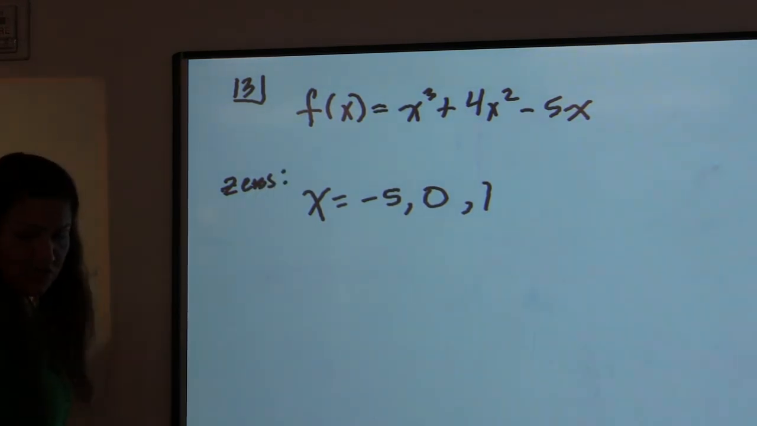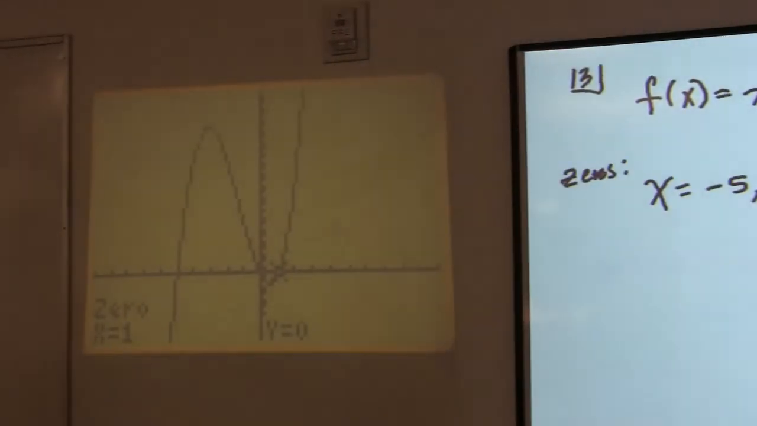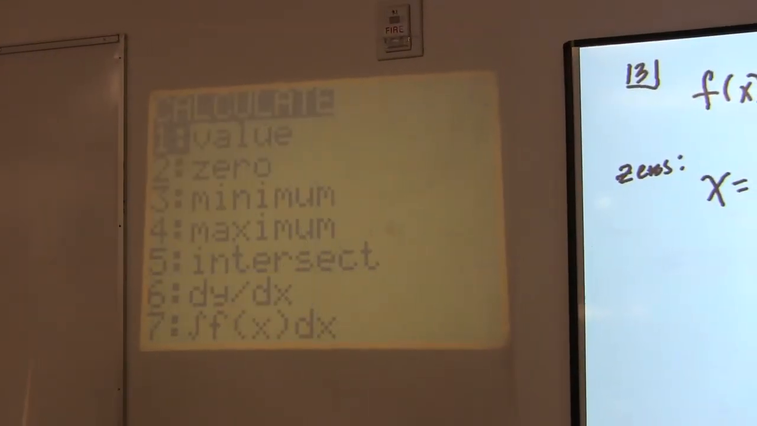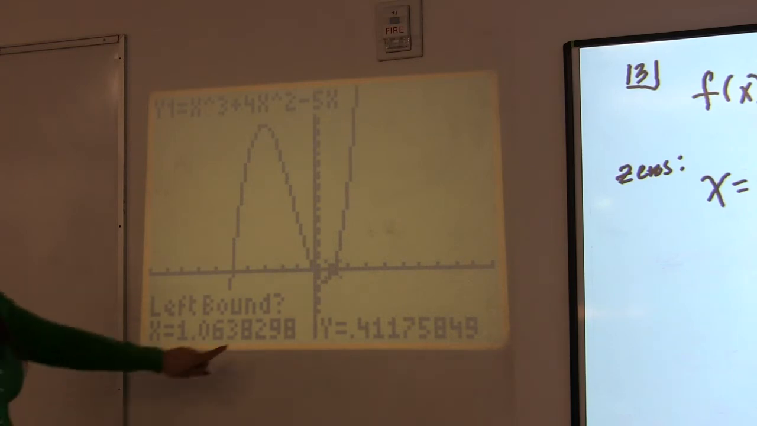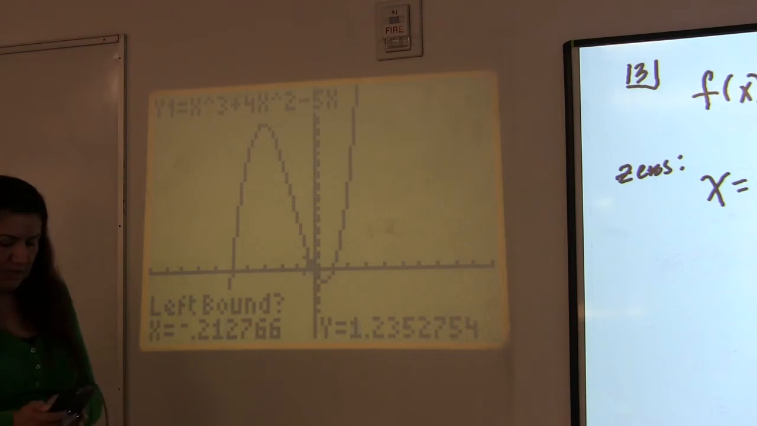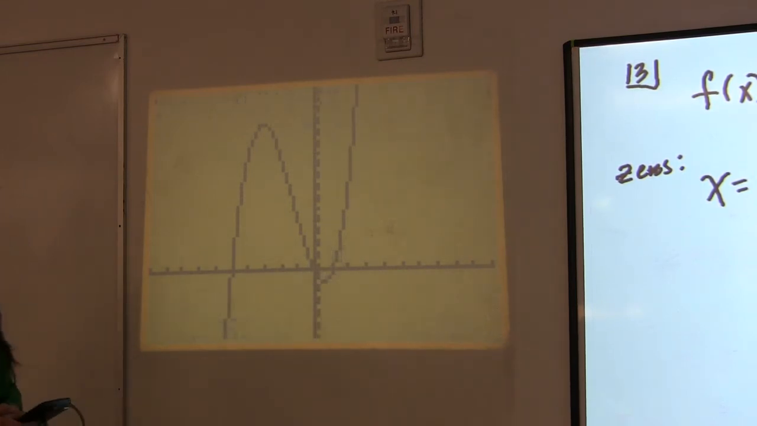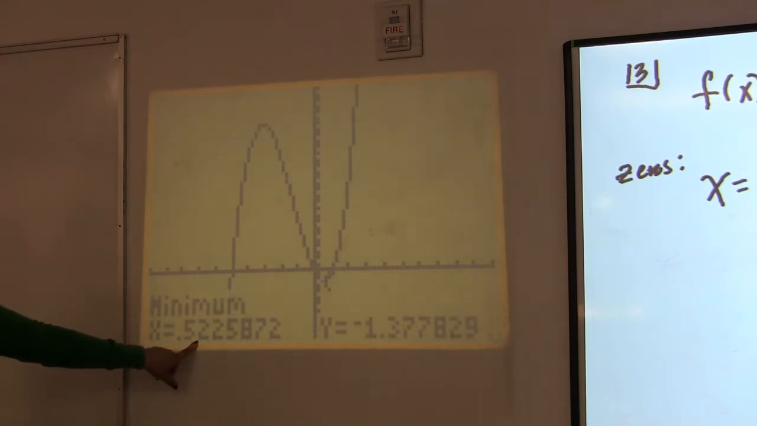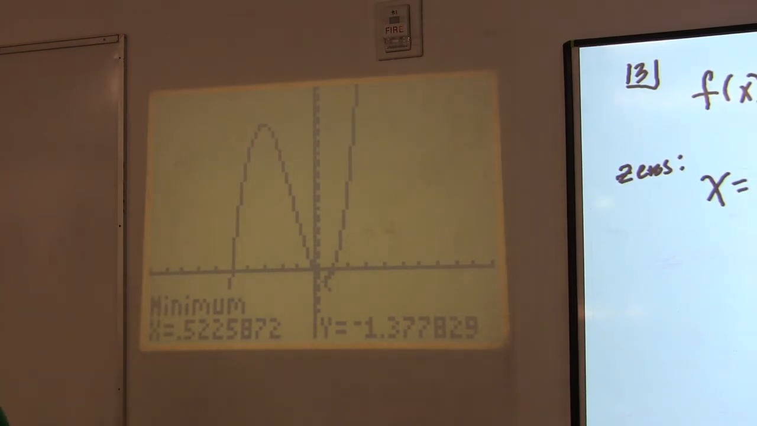The other thing that this question asked for was my max and my min. So done the same way, you go second trace. This time for my minimum, I'm going to choose option 3. And again, it takes me through these questions of left bound, right bound. This is my minimum value right here. So I want the cursor to be blinking to the left, hit enter, move it so it's blinking to the right, hit enter, enter, and my minimum is this weird decimal here, 0.522 is the x value. They typically want the y value. When they're asking for the minimum, they want the y value.